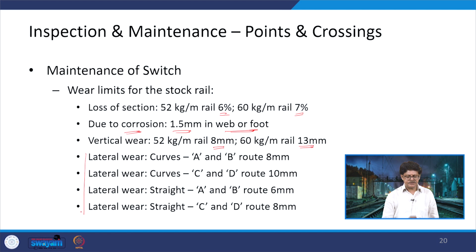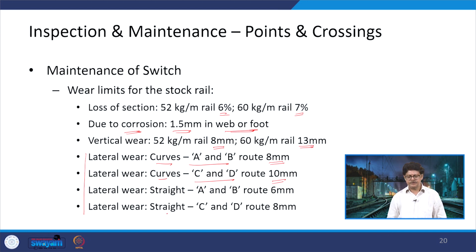Then lateral wear has been defined for the curves as well as for the straight sections, and it is also classified on the basis of the category of the route. So, if we talk in terms of the curves, A and B are clubbed together and C and D are clubbed together. In the case of A and B, the limit is 8 mm, whereas in the case of C and D, the limit is 10 mm.